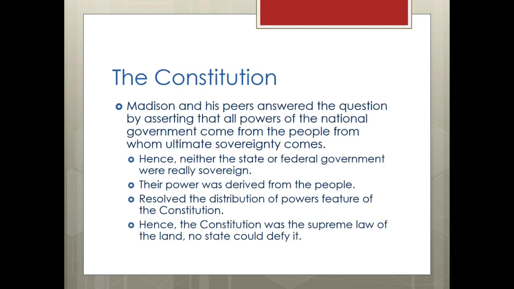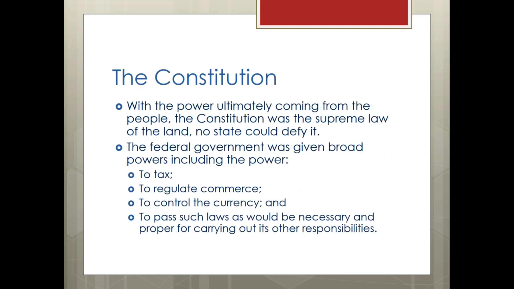And the way in which Madison addressed that issue was to say that neither the states nor the national government had sovereignty, that the sovereignty in essence came from the people, that the people had the power. And that is how that issue was resolved. The distribution of powers feature of the Constitution was another issue that was very present in the Constitution. We'll get to that in a minute. But with ultimately the power coming from the people, the Constitution now became the supreme law of the land, and no state could defy it.